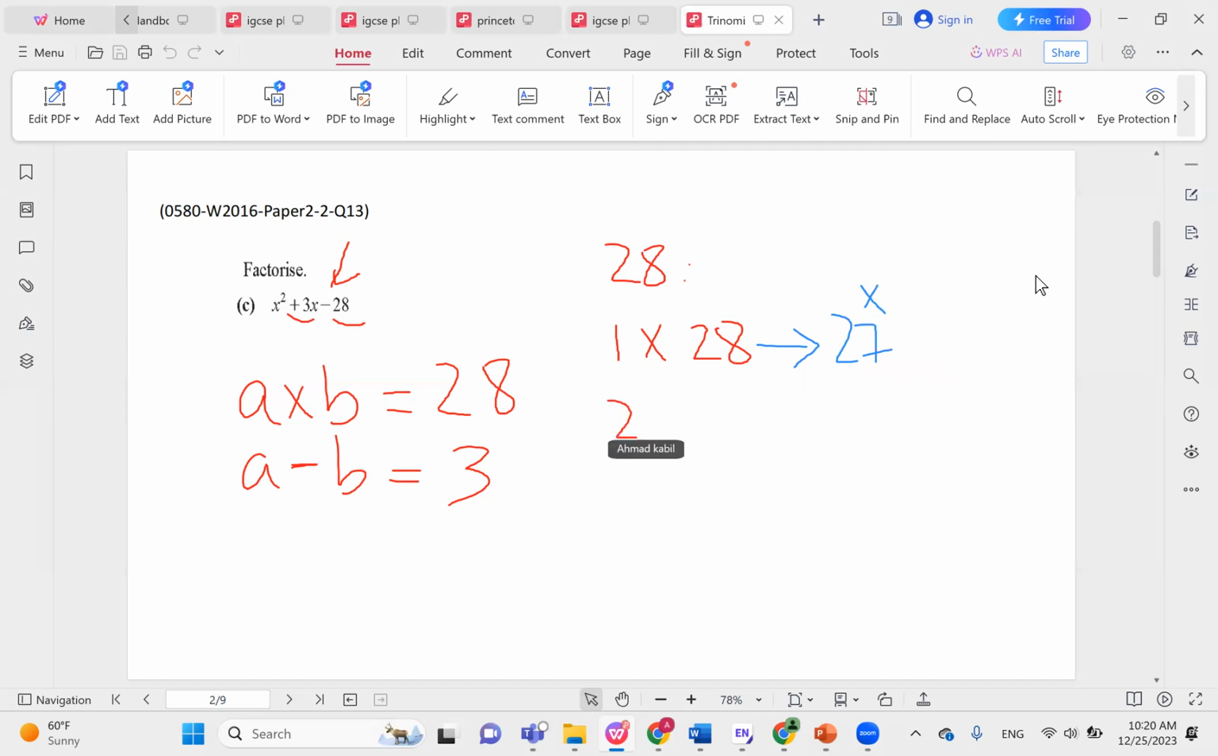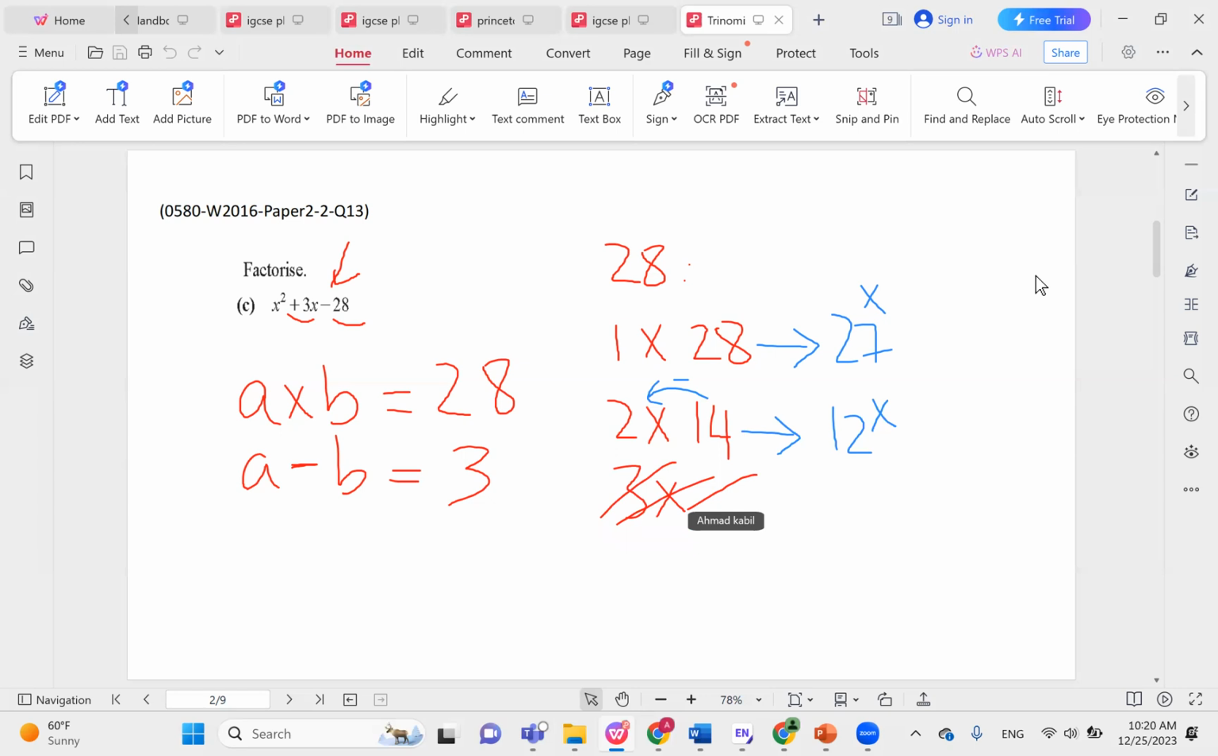2 multiplied by 14 would give me 28 as well. In this case, the difference is 12. I just do 14 minus 2 to check. Again, the difference here is not what I want. So maybe try 3, but you're going to figure out that 3 is not a factor of 28. If you try to divide 28 by 3, you don't get a whole number. You get a decimal. So 3 doesn't work.